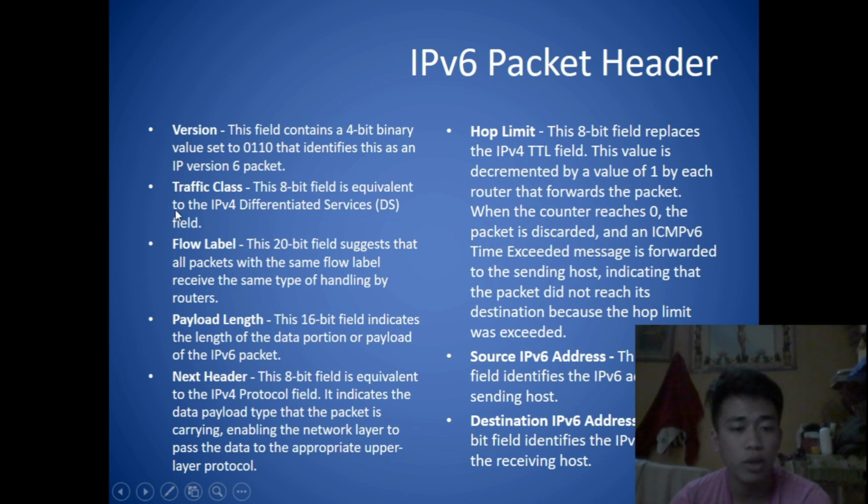It suggests that all packets with the same flow label receive the same type of handling by the router. The next one is the payload length, a 16-bit field that indicates the length of the data portion, or payload, of the IPv6 packet. And the next are next header, traffic class, and hop limit. And the last one is the version, which is a 4-bit binary value set to 0110 that identifies this as an IP version 6 packet.